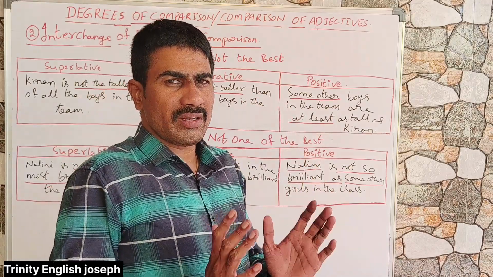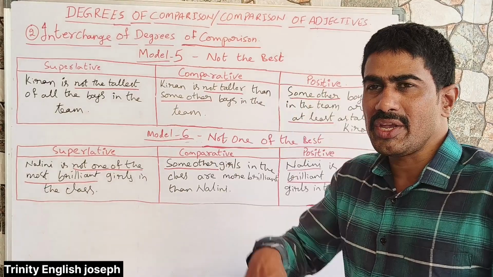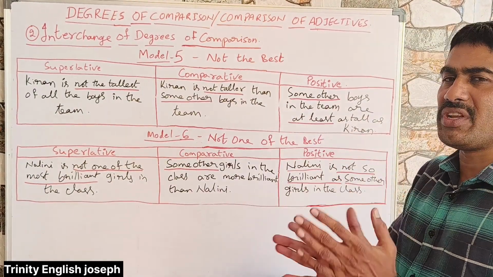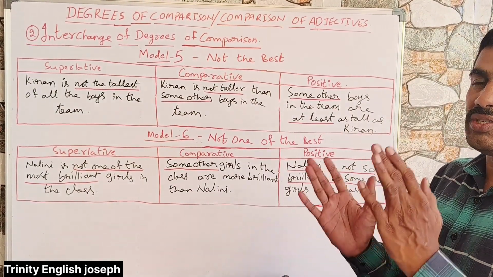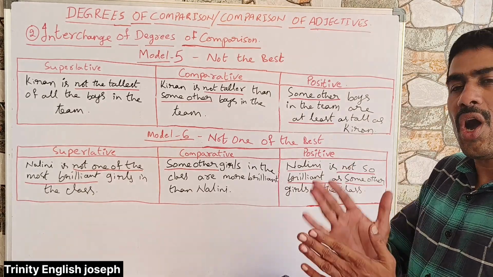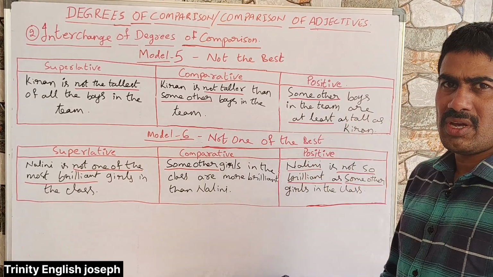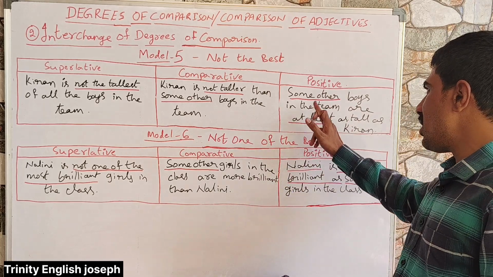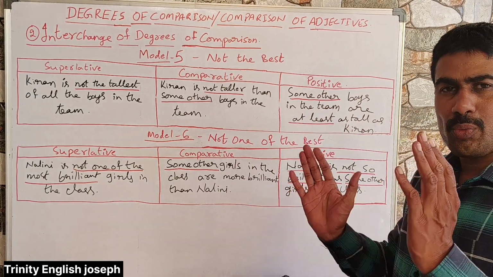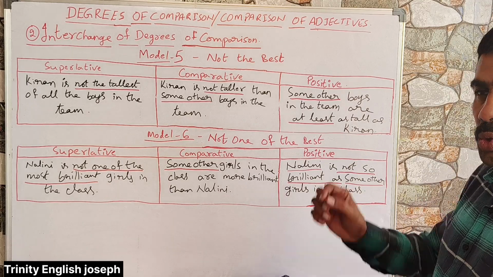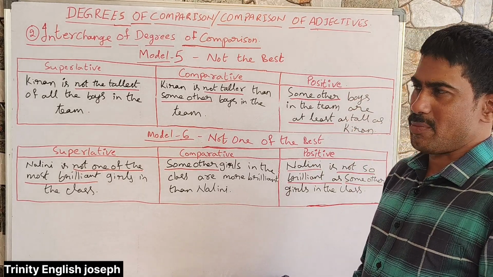When you write certain things, please remember in your mind and make a difference between what you are writing. Is it the comparison between two or more than two? If it is only between two, you only get the words at least, and if it is more than two, you get some other as well as at least. So please remember this point when you solve the interchange of degrees of comparison.